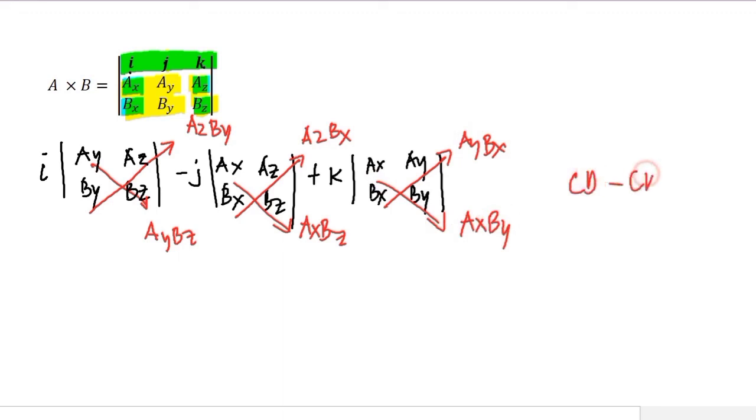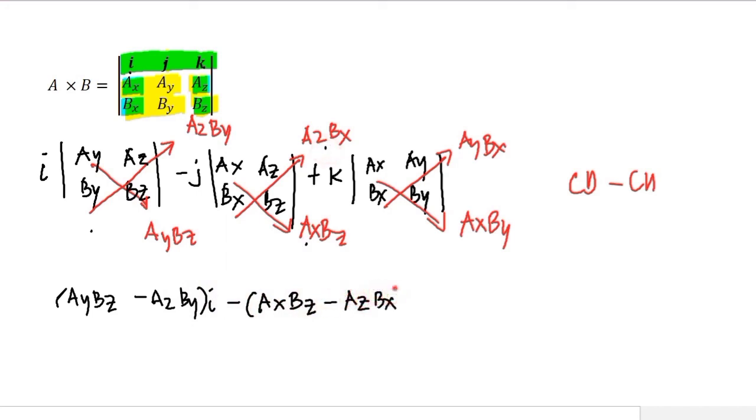So, cross down minus cross up. So, for this first term here, you have here AYBZ minus AZBY, I. And for the second, ito, so minus AXBZ minus AZBX, J. Then for this, you have plus AXBY minus AYBX, K.